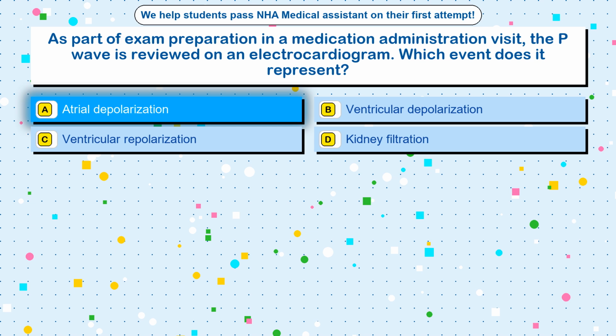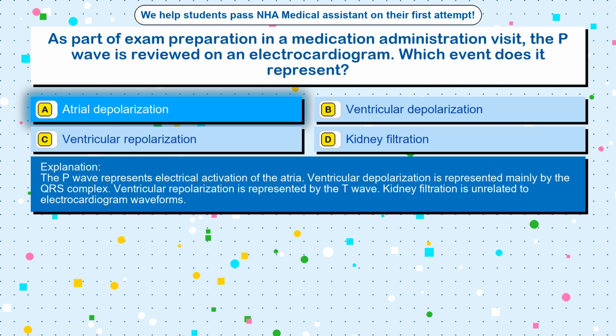Atrial depolarization. The P wave represents electrical activation of the atria. Ventricular depolarization is represented mainly by the QRS complex. Ventricular repolarization is represented by the T wave. Kidney filtration is unrelated to electrocardiogram waveforms.